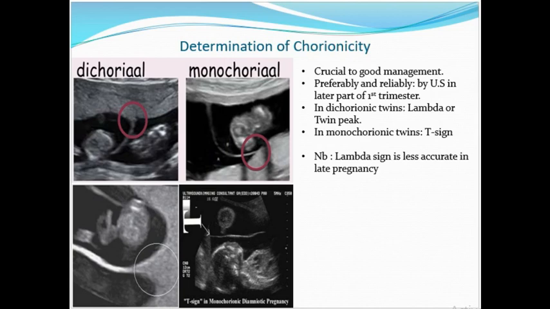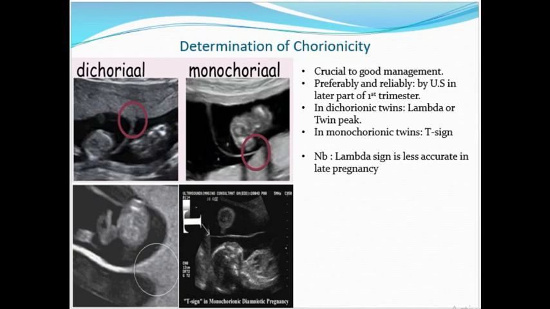If you look at the structure below it, you can see it very clearly, whereby the placenta extends inwards to the base of the intertwin membrane, and it forms a V shape. This is what we call the lambda sign or the twin peak. And when you see this on ultrasound, it gives an indication that it is a dichorionic multiple pregnancy.